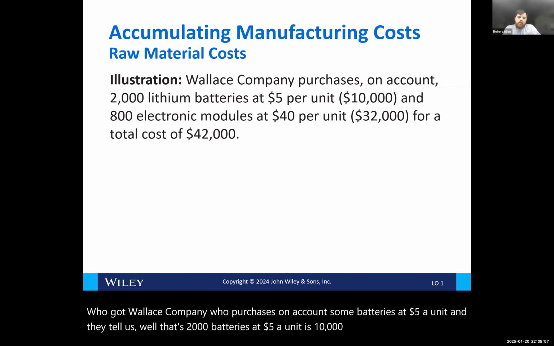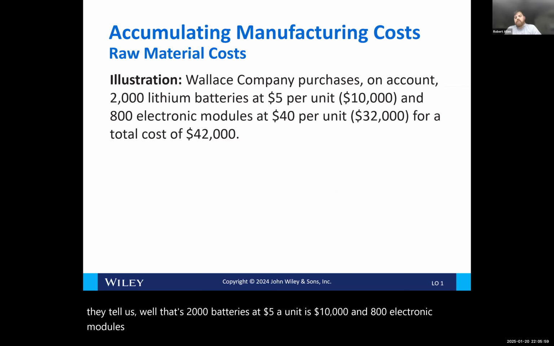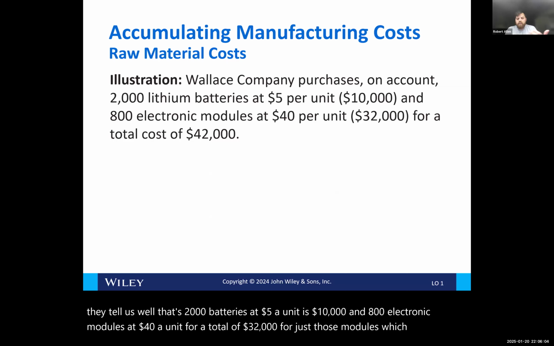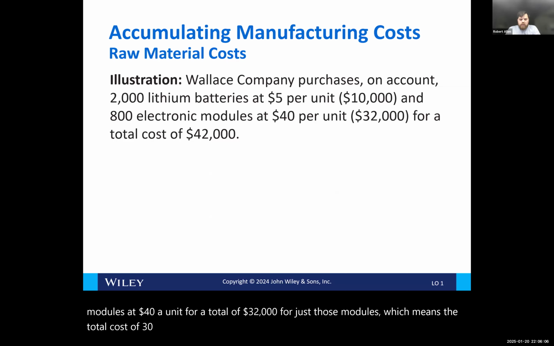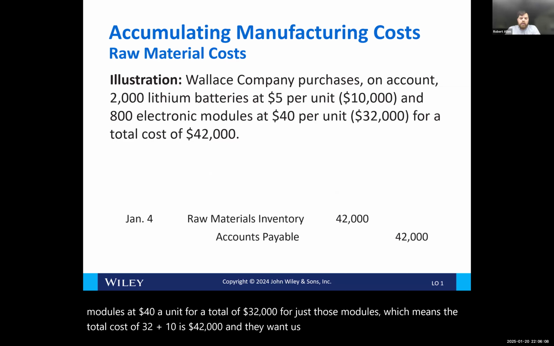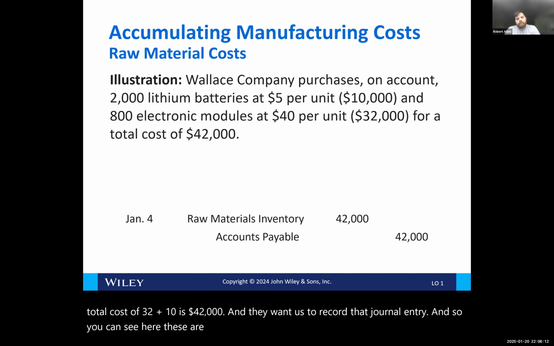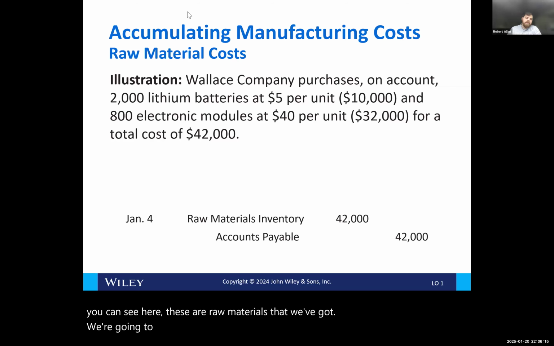And 800 electronic modules at $40 a unit for a total of $32,000 for just those modules, which means the total cost of 32 plus 10 is $42,000. And they want us to record that journal entry. And so you can see here, these are raw materials that we've got. We're going to debit raw materials inventory.